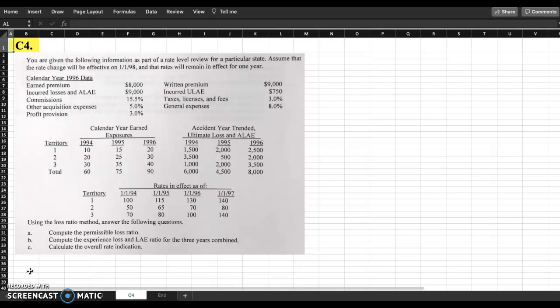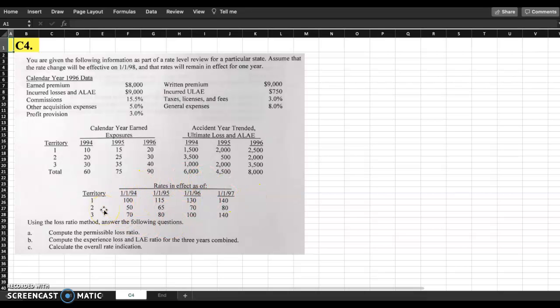Last problem is we are given the following information as part of a rate level review of a particular state. And we assume that the rate change will be effective on 1998 January 1st. Okay, so we do have calendar year 1996 data with all these premium, commissions, and losses, written premium, and all that. And we have the calendar year earned exposures and the ultimate loss, rates and effective as of these.